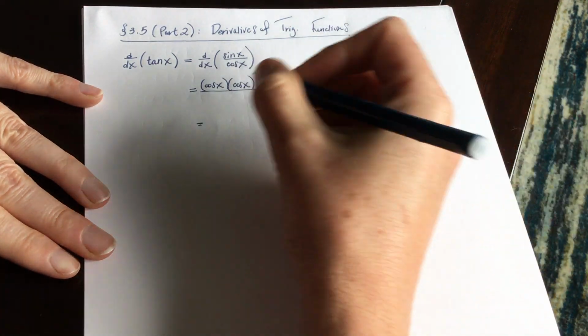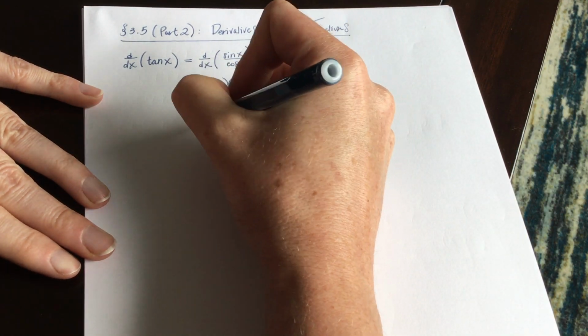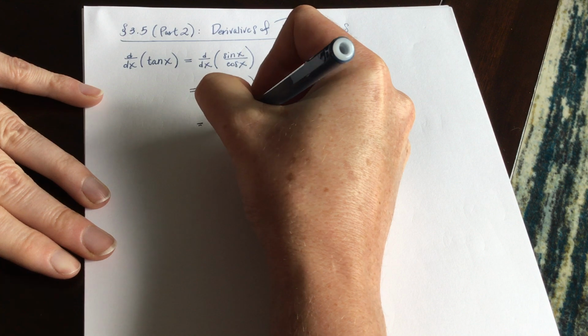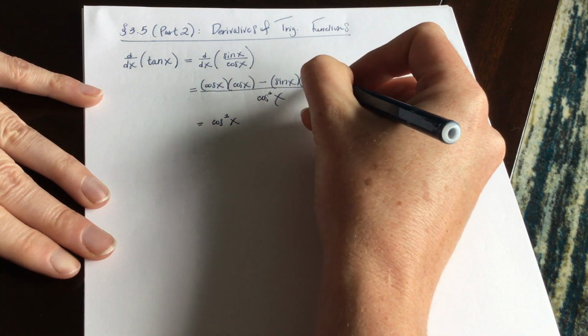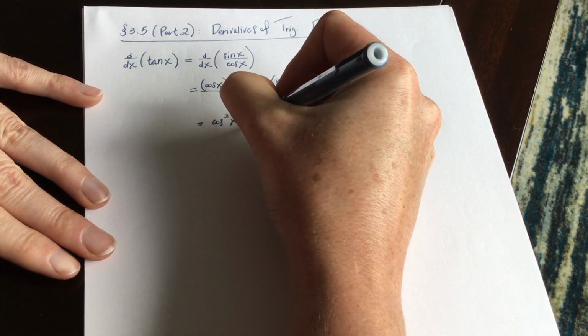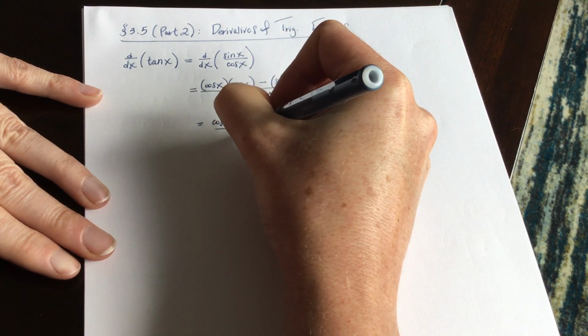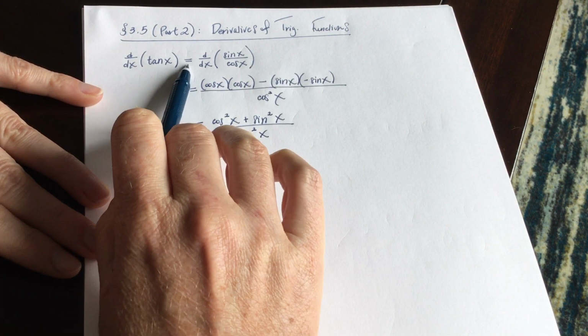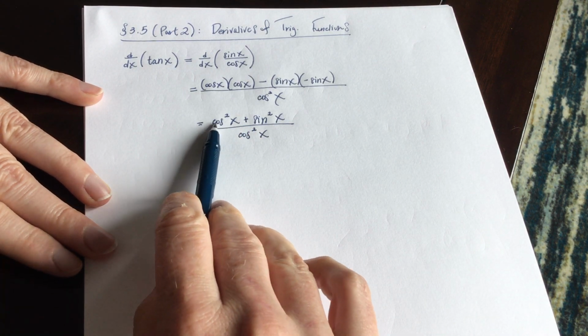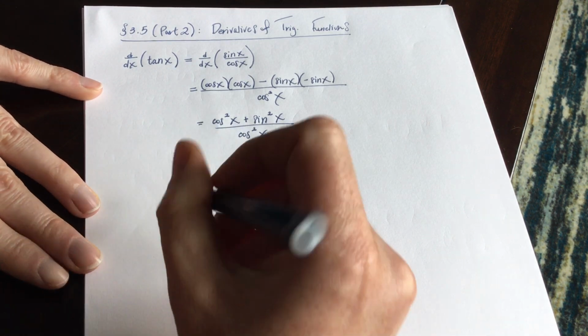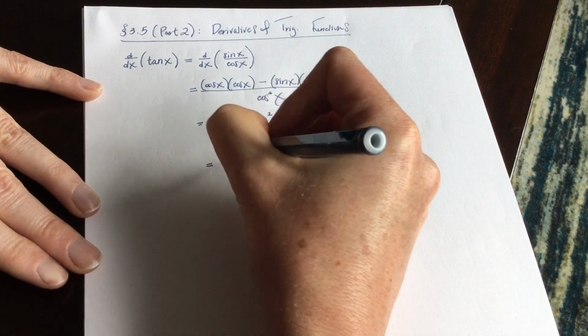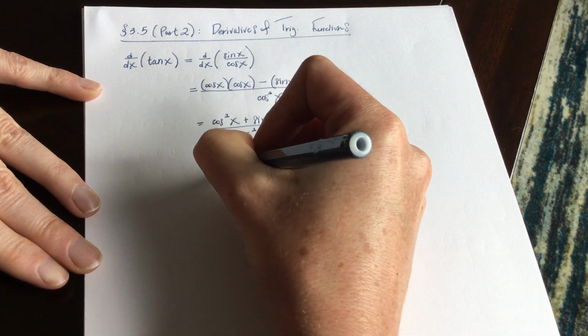Now let's simplify what we have. So we've got cosine times cosine. Well, that's cosine squared x. And we have minus sine of x times negative sine of x. That would be plus sine squared x. And it's all over cosine squared x. All right, my friends, watch your notation. Equal signs are nice and lined up. All right, cosine squared plus sine squared. Come on, now what's that Pythagorean for? It is always equal to 1.